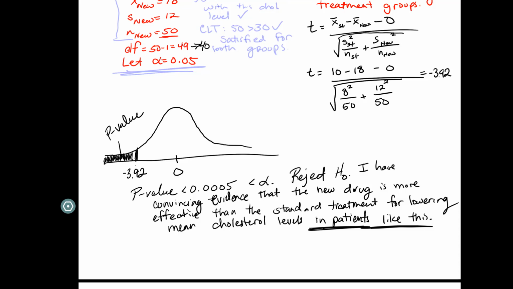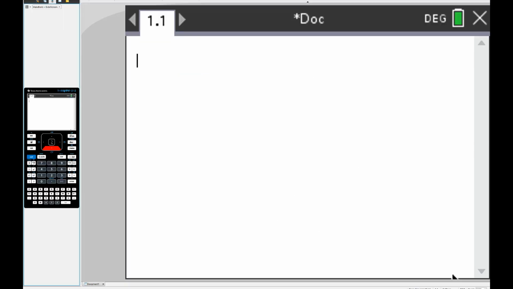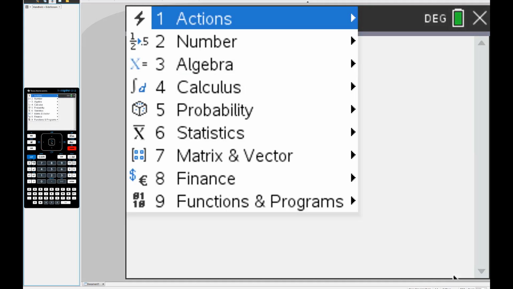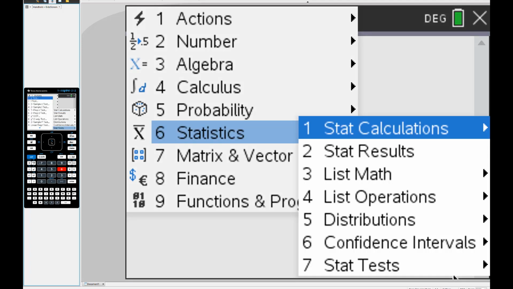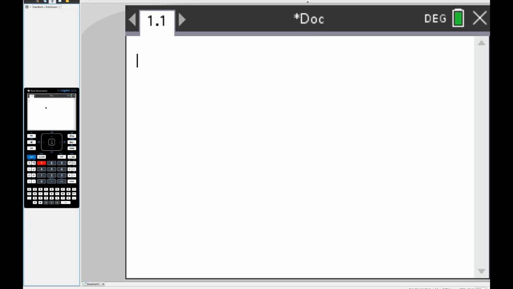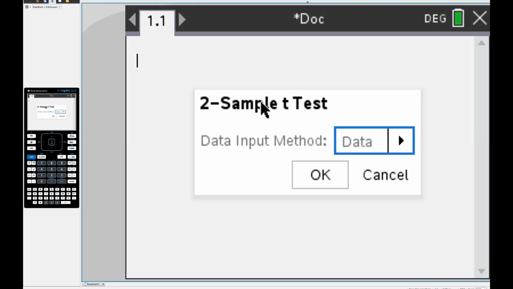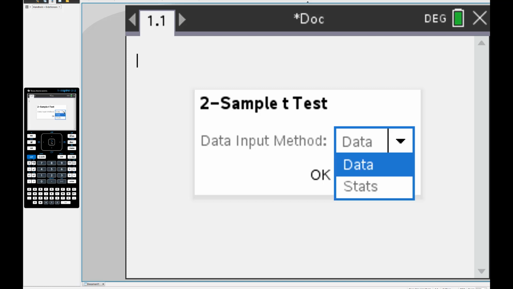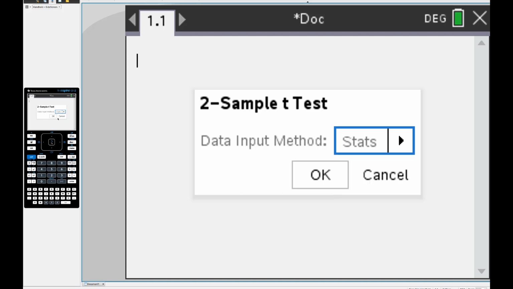Now, if we want to do this in the calculator, we absolutely can do that. Let's open up a calculator page, and we go into our menu, and we want to go into, remember, statistics, and then we want to conduct a stat test, so we choose number 7, okay? And then when we do number 7, we need to be a little bit careful here. Remember, we have two different samples from two different populations, so we do a 2-sample t-test. We are going to choose option number 4. Option number 4, we don't have all of the data. All we have are the different statistics. So from this drop-down menu, we choose stats, and then we go ahead and hit OK.